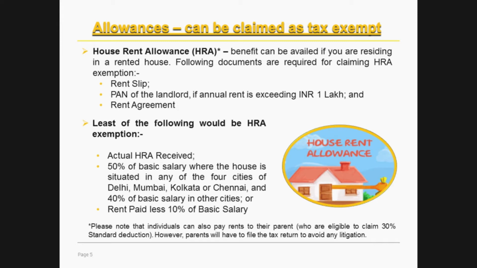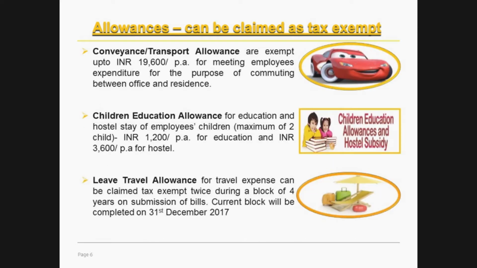Next is travel allowance, which is exempt up to 19,600 per annum for meeting employees' expenditure for the purpose of commuting between office and residence. Number three is children education allowance. It is paid for education and hostel stay of employees' children, up to 1200 per annum for education and 3600 per annum for hostel. The same can be claimed for a maximum of two children.